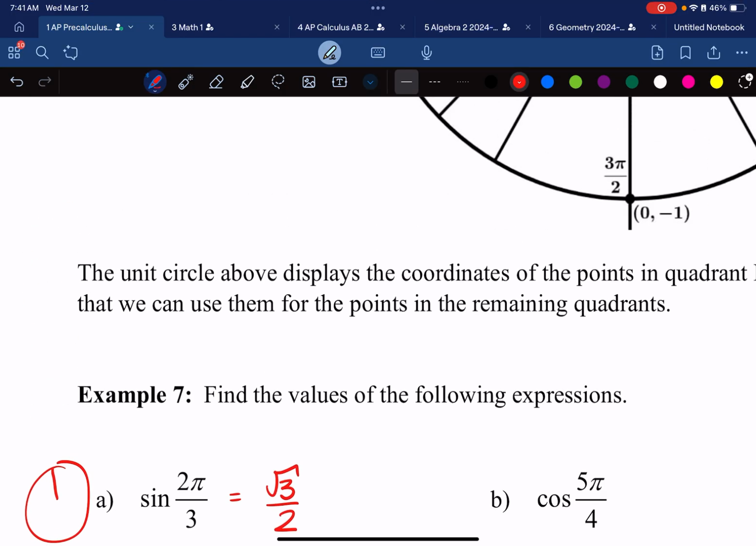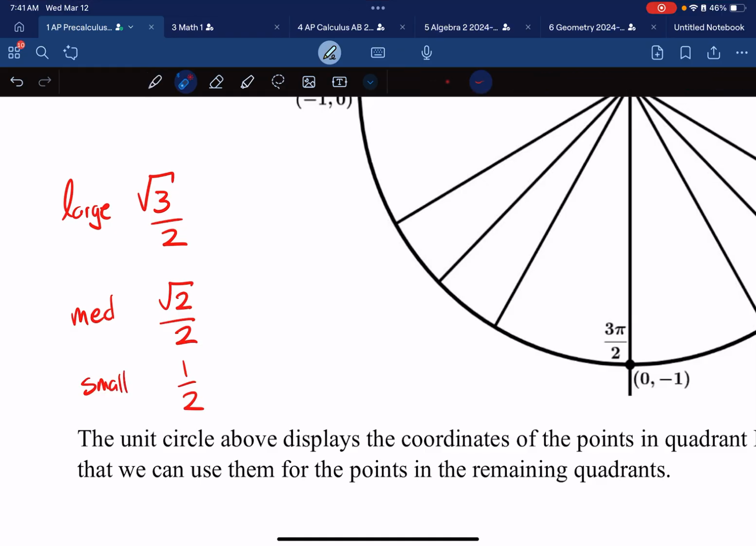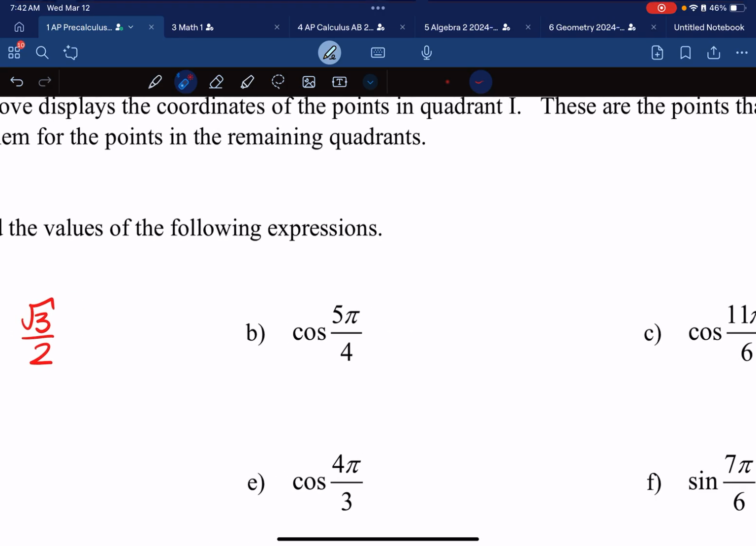Again, you should really only have 3 values memorized. You should have the square root of 3 over 2, root 2 over 2, and 1/2. These values, respectively, are large, medium, and small. Those are the only ones that you have to memorize aside from 0 and 1. So I went up a large amount. I didn't go up a medium amount. I didn't go up a small amount. I went up a large amount. And I make sure that the sign is correct on all of these. I went up, therefore it is a positive. Let's move on to part B.